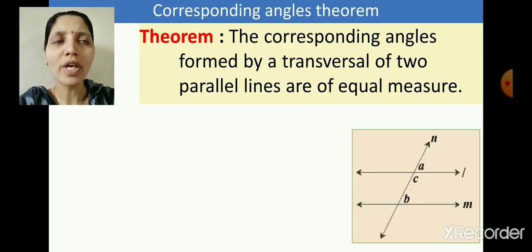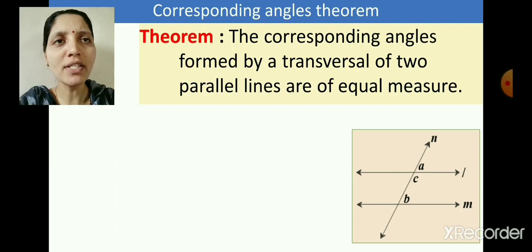In the previous session we have seen the corresponding angles, pair of alternate interior angles, pair of alternate exterior angles, all types of angles. Now we are going to see the corresponding angles theorem. This theorem states that the corresponding angles formed by a transversal of two parallel lines are of equal measures.